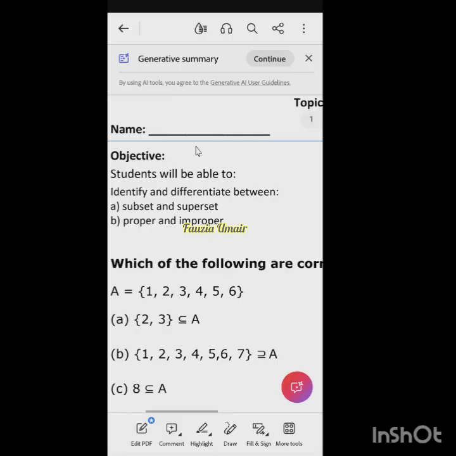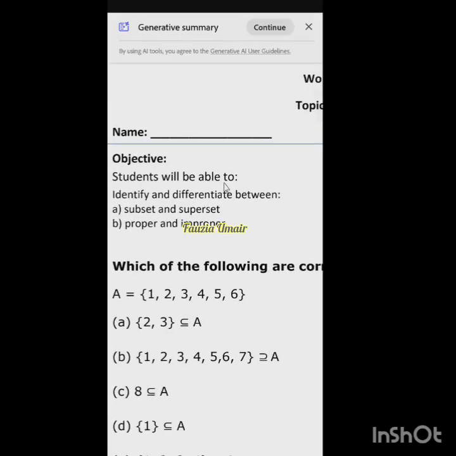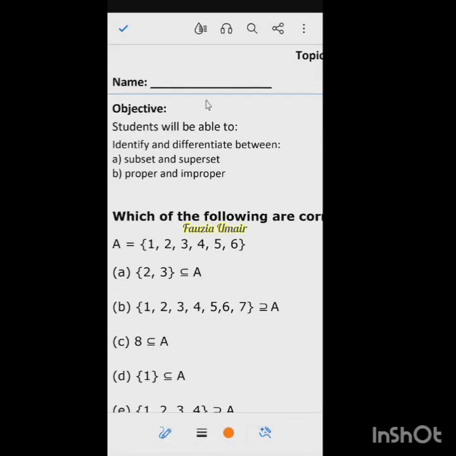Let's say if set A is, as Tawassal is saying, 1, 2, 3, 4. And set B is, let's say, having two elements, 2, 3. So then in this example, set B is subset of A. So we will write down like this: B is subset of A. Or we can say A is superset of B, right? This is how we write.